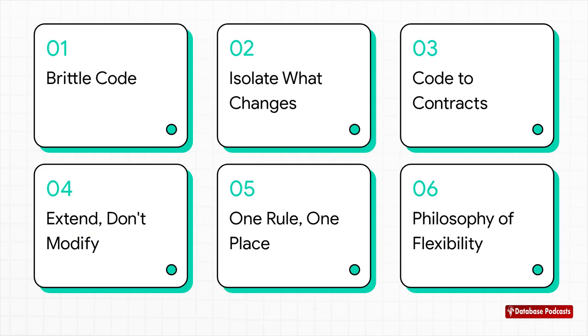So here's our game plan for tackling that fragility. We're going to cover four core principles. First, how to isolate the parts that change. Second, coding to contracts. Third, the idea of extending without modifying. And finally, making sure every rule lives in one and only one place. It all adds up to a philosophy of flexibility.